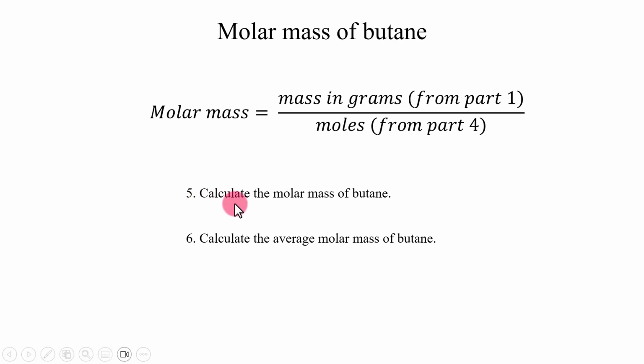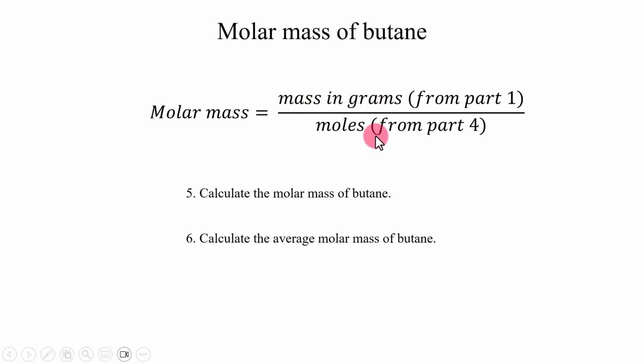Then part 5 asks you to calculate the molar mass of butane. Now, here is what you're going to use for the molar mass calculation. The molar mass, as we know, is a mass in grams divided by a number of moles. So here's the mass in grams. You calculated that from part 1. So use those gram values from part 1 to plug in here for the mass in grams.